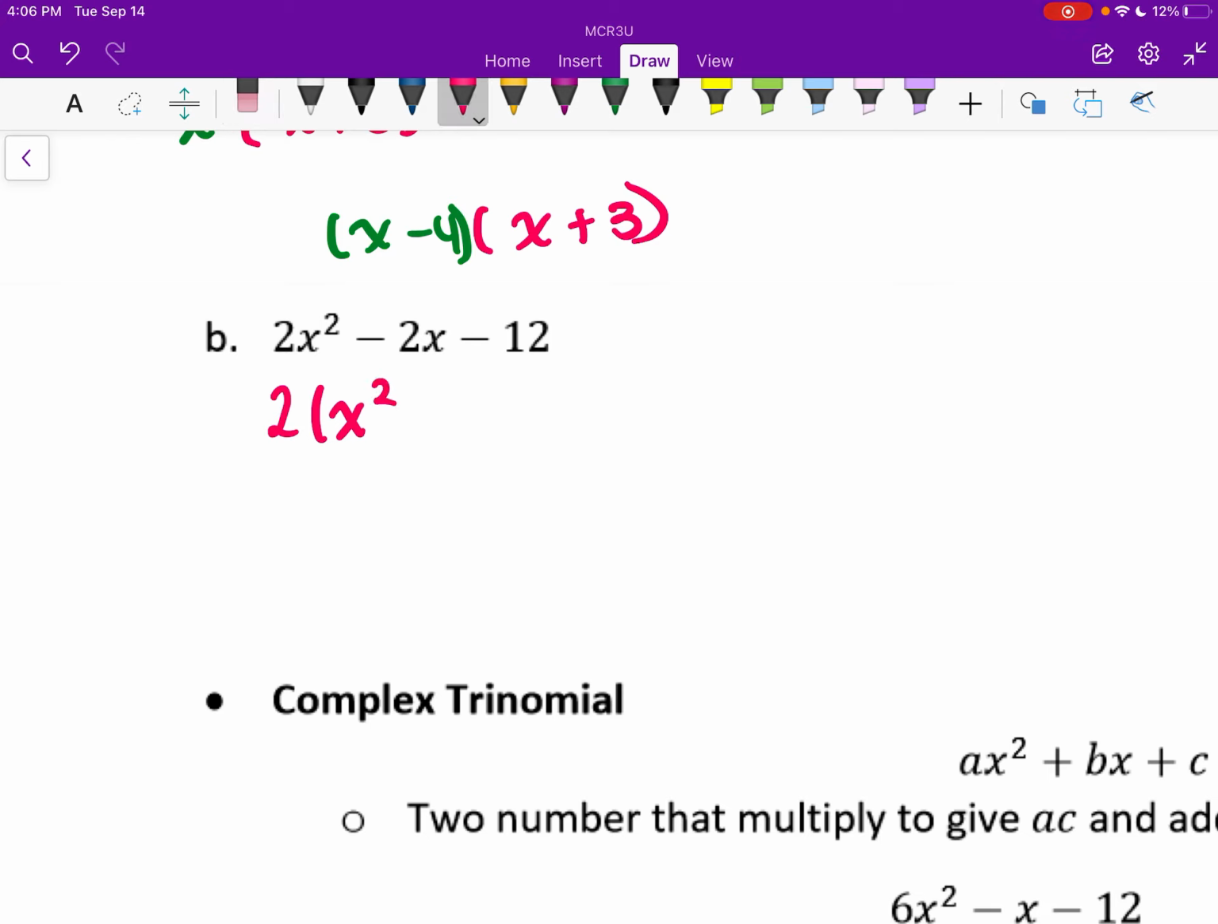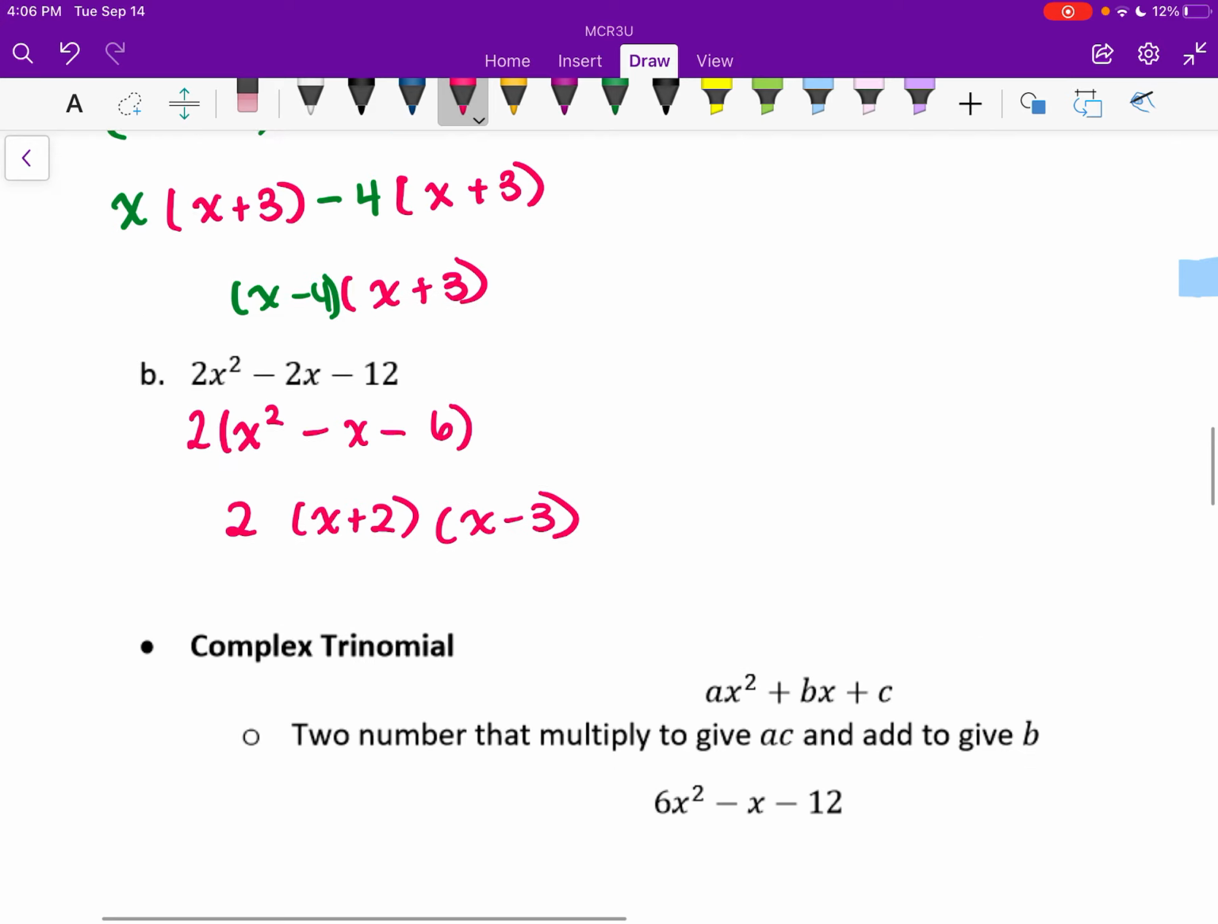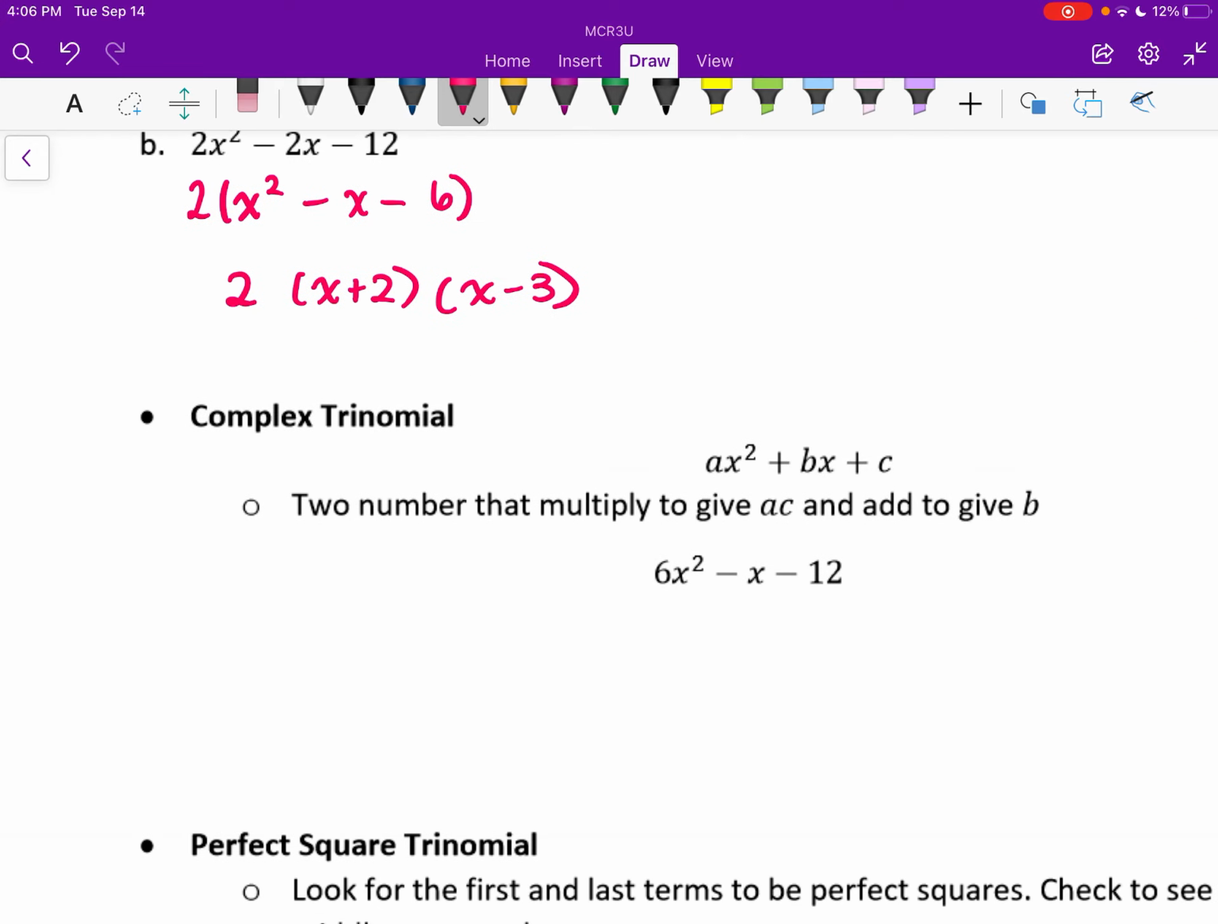So I just took the 2 out of there, it becomes x minus 6, right? Then I'm going to go find two numbers that when they add together, they give me -1, and when they multiply together, they give me -6. So I did that, and I found that they were x plus 2, x minus 3. So I just factored straight away. That's just how I do it, because I can. If you would like to use decomposition, be my guest, but this is another way to do this.